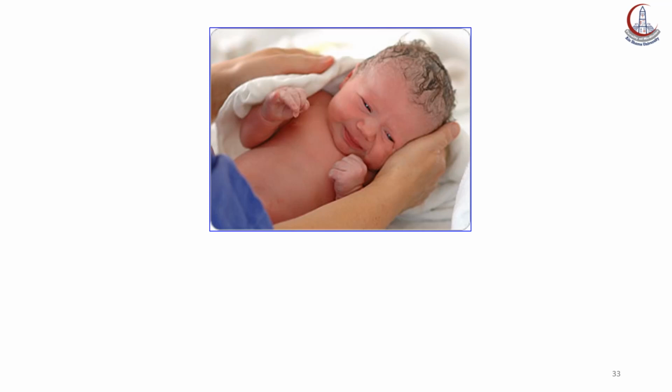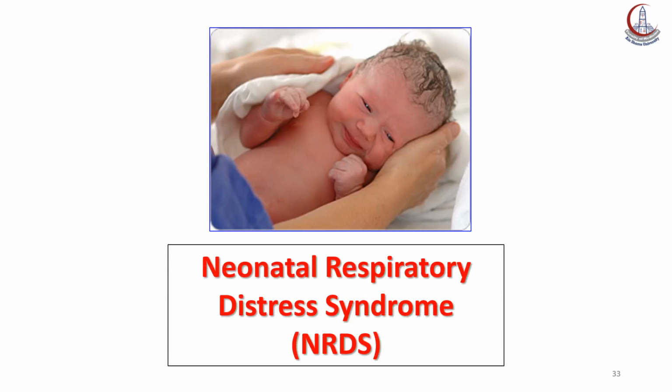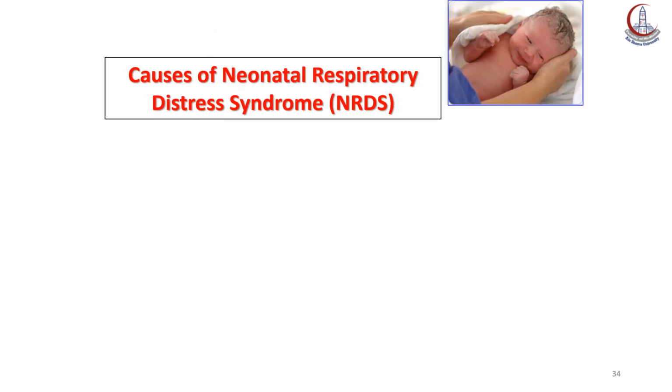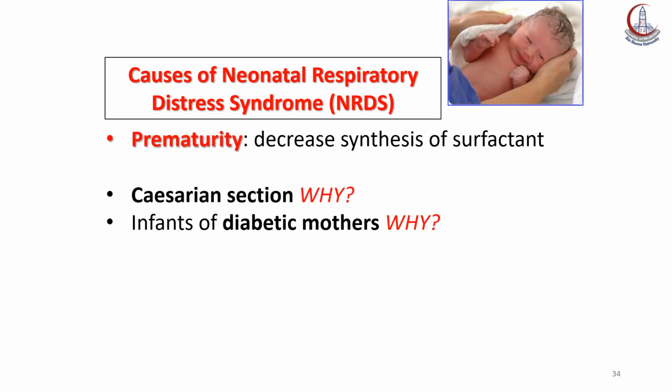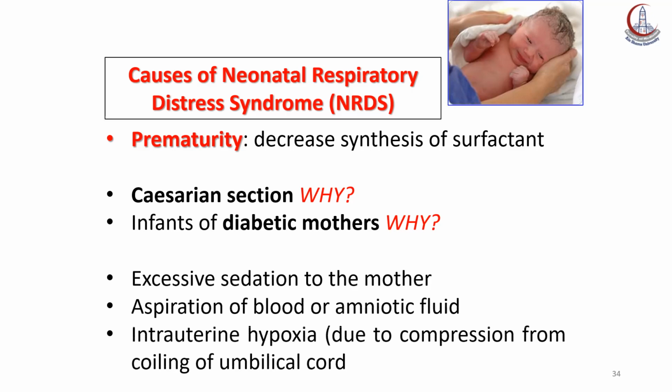We finished the adult type of respiratory distress syndrome, and we will move to the neonatal type. The causes of neonatal respiratory distress syndrome include prematurity due to decreased synthesis of surfactant. Cesarean section and infants of diabetic mothers could be causes, and we will discuss why. Other causes include excessive sedation of the mothers, aspiration of blood or amniotic fluid, and intrauterine hypoxia due to compression from coiling of the umbilical cord.